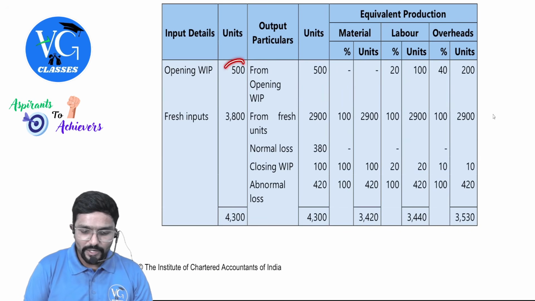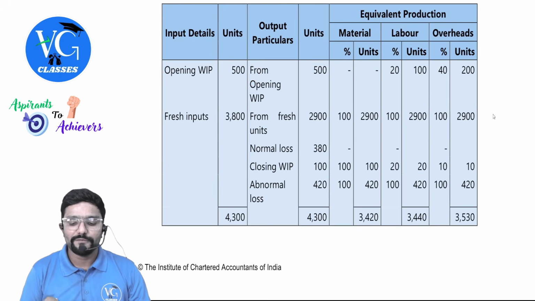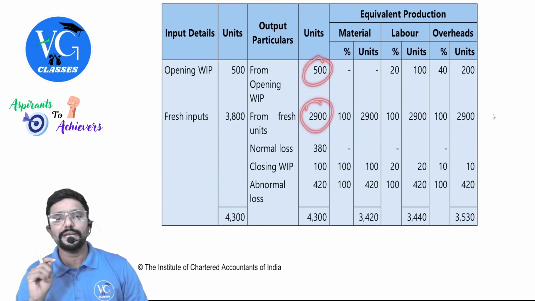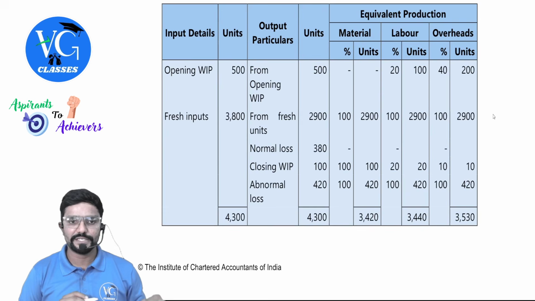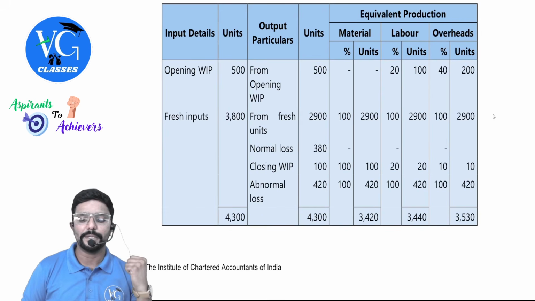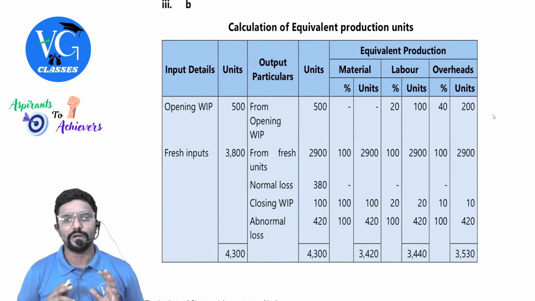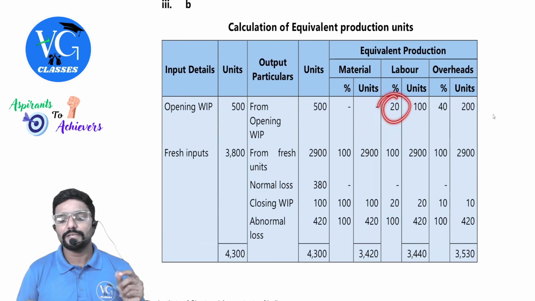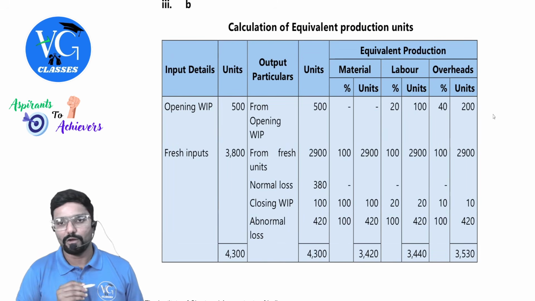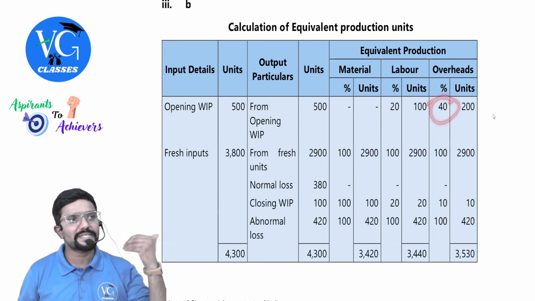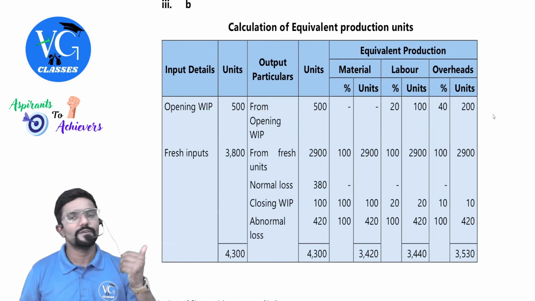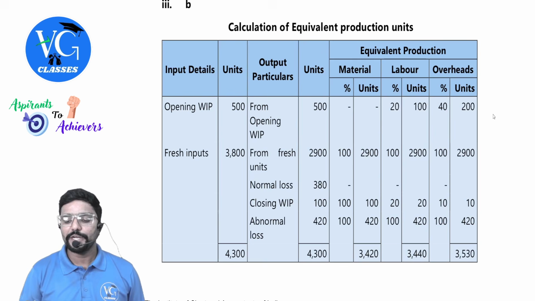3,400. Out of opening WIP, how much? 500. The remaining 2,900 is out of fresh units, which are introduced during the period. That means on this, already 100% material work is done, so 0 now. On labor, 80% work is done, that means remaining 20% now. With respect to overhead, 60% work is already done. Remaining is how much? 40%. So we need to calculate the equivalent units accordingly.